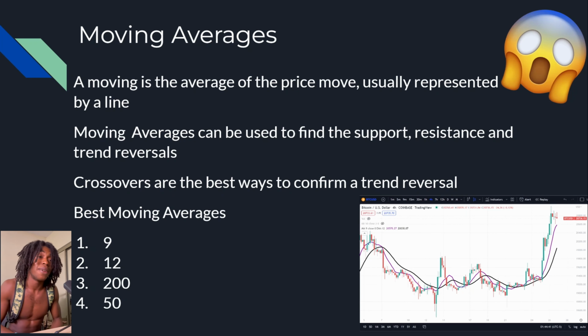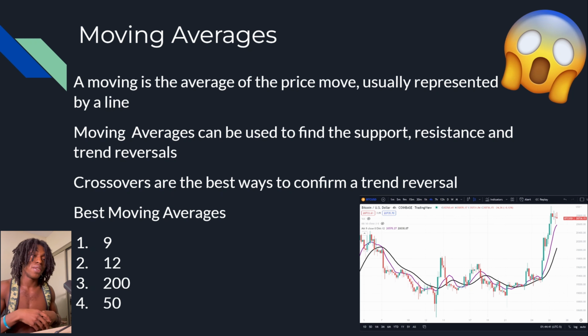Moving averages, man. A moving average is the price move usually represented by a line. This is my thing right here. This is what really made my trading go stupid. Moving averages can be used to find support, resistance, and trend reversals, all of them. Crossovers are the best way to confirm a trend reversal to me. Like I said, I ain't no financial advisor. That's all how I do it.